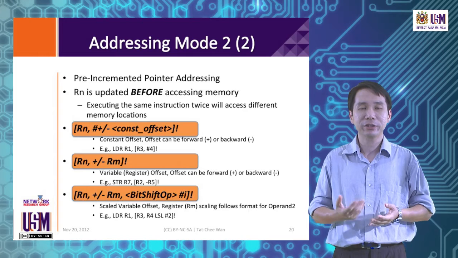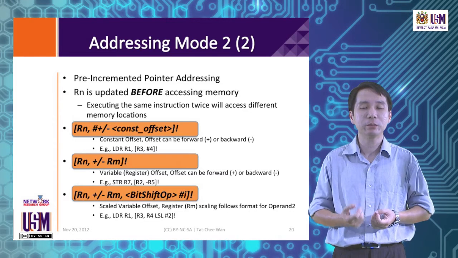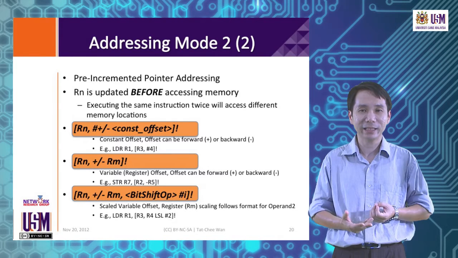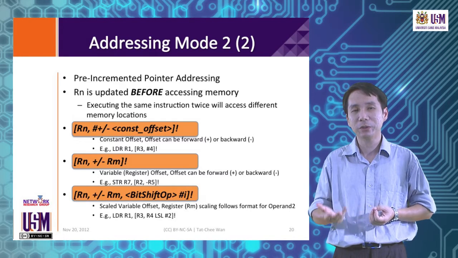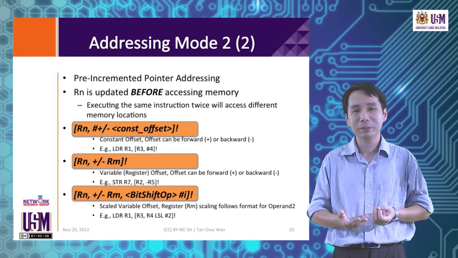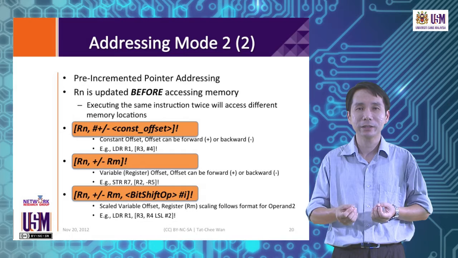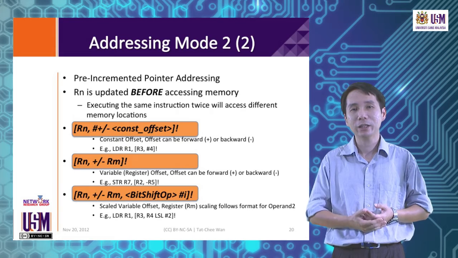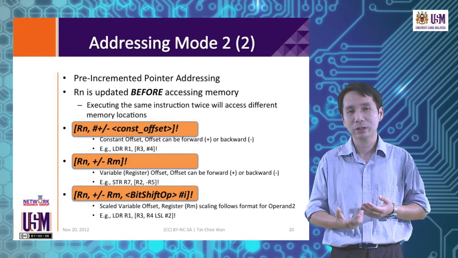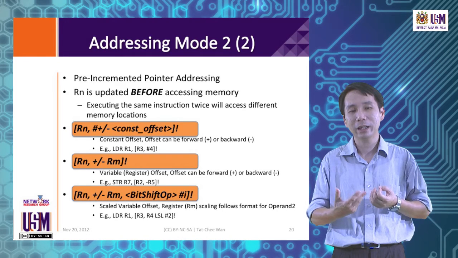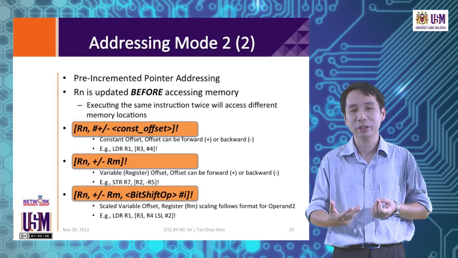The next way we can use addressing mode 2 is what is called pre-incremented pointer addressing. This means that the value in Rn is updated before accessing memory. The format is similar to the previous version that we studied earlier, except that we append the exclamation mark symbol to the end of this addressing mode 2 expression. So in this case, when you use Rn, hash plus or minus constant offset, close bracket, exclamation mark, what we will do is update the value of Rn before accessing the memory location.